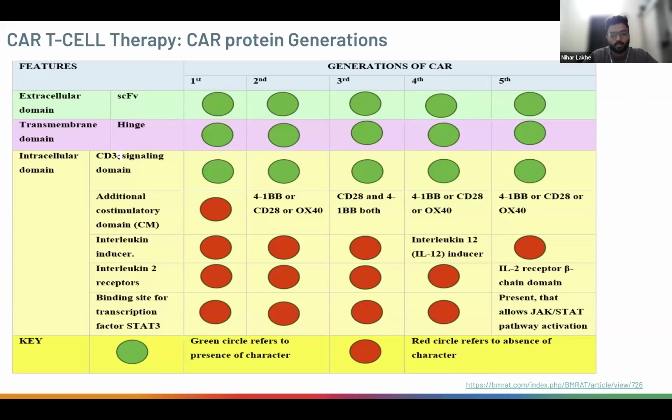Now comes the fourth generation where we saw the major change, which was due to the addition of interleukin inducer. Why was this major? Because the interleukin 2 inducer could then activate the NK cells, which are part of the innate immune system and can help in killing these cancerous cells. In the fifth generation, we see the final increase of efficiency by including two more domains, which are the interleukin 2 receptor and the binding site for transcription factor STAT3. This will allow the JAK-STAT pathway activation in the fifth generation.